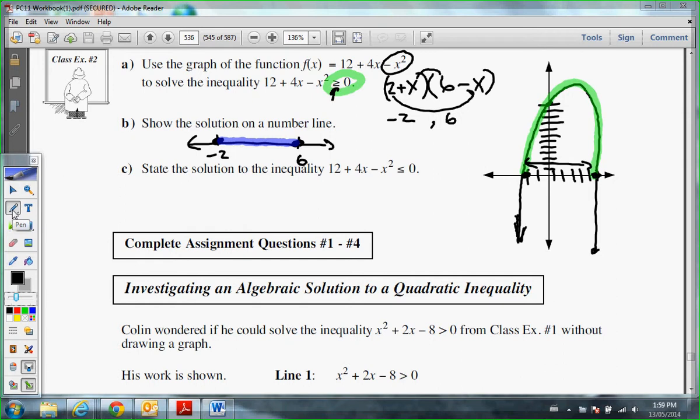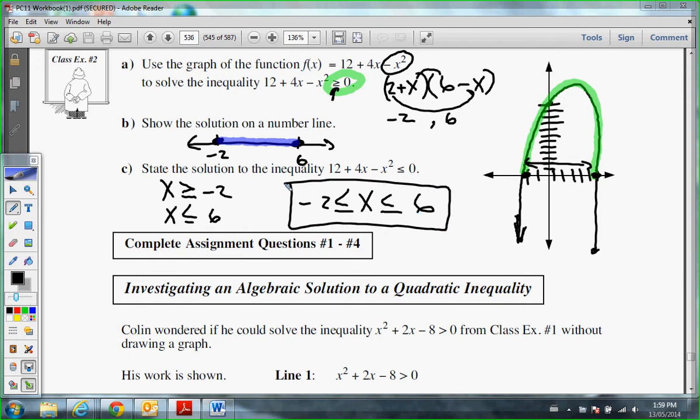So state the solution to the inequality. The solution to the inequality just means write it out. It would be x greater than or equal to -2 and x less than or equal to 6. Now you can also write that as an in-between answer, which the book likes to do, like that. That's how you write in between. If you get used to that, because that's just how math is going to do in-between answers. That's just kind of something you need to get used to.